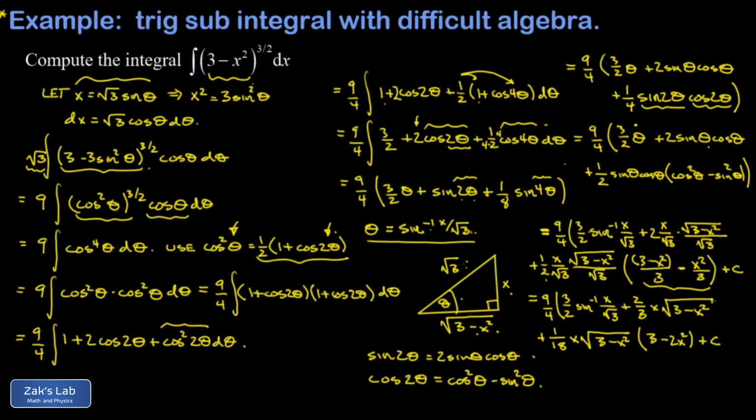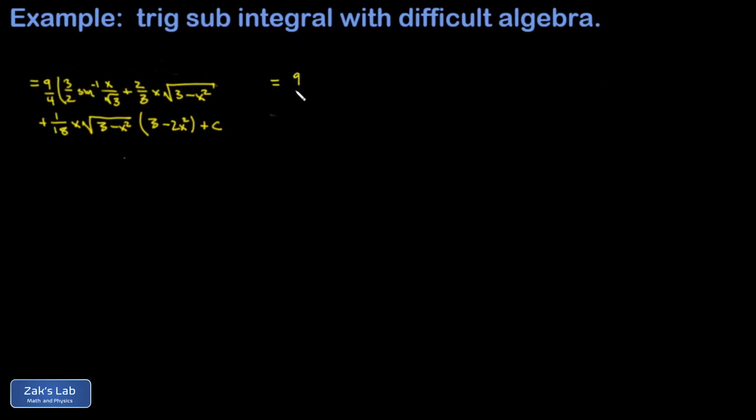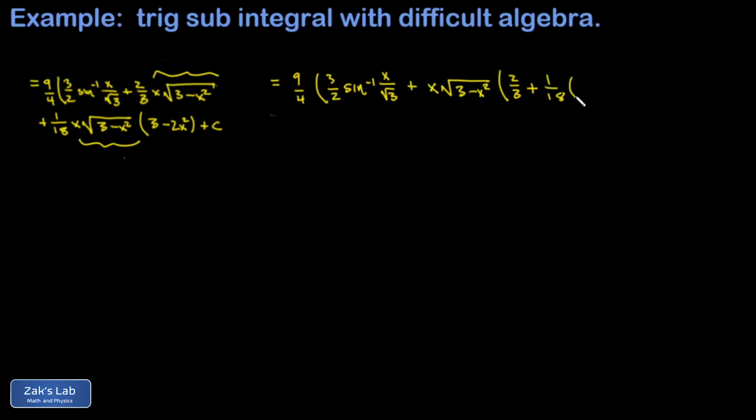And we're out of room, so we're going to bounce to the next page. And we'll keep the 9/4 out in front for now. And I noticed the second term and the third term, they have this common factor of x square root 3 minus x squared. So we're going to factor that out. That leaves us with a 2/3 plus 1/18 times 3 minus 2x squared. And our plus c is still tagging along.